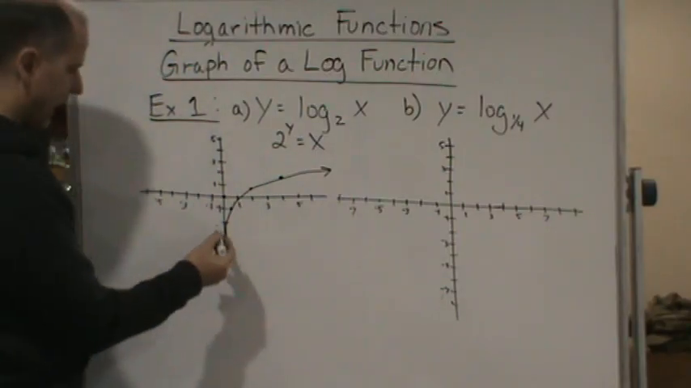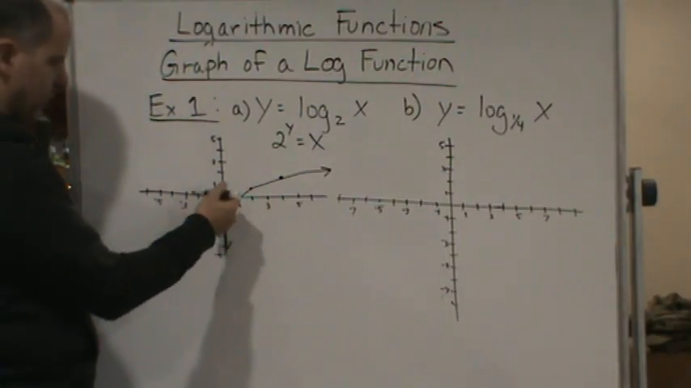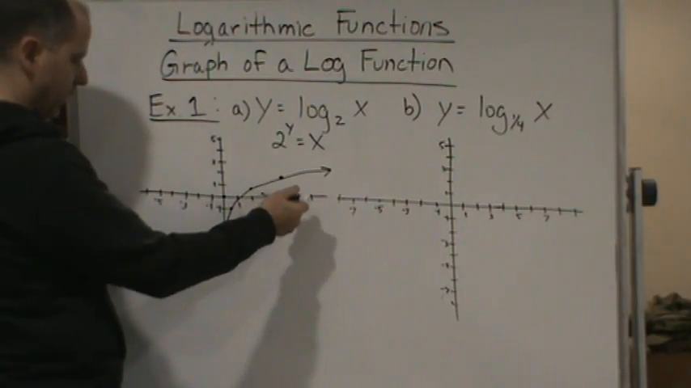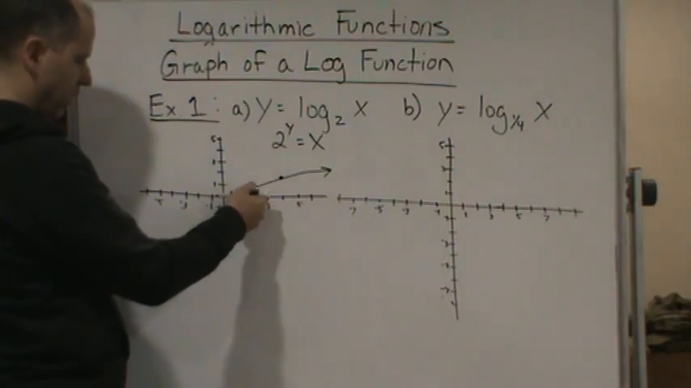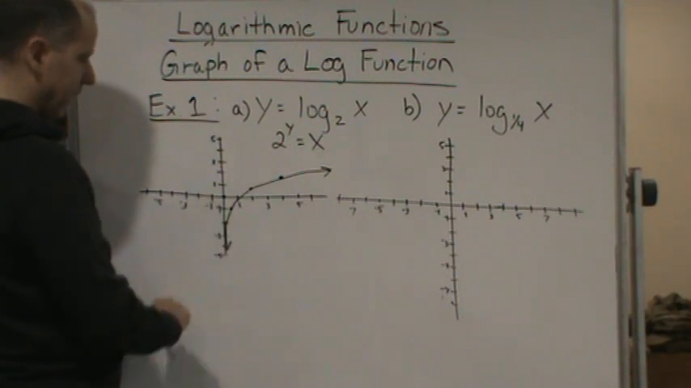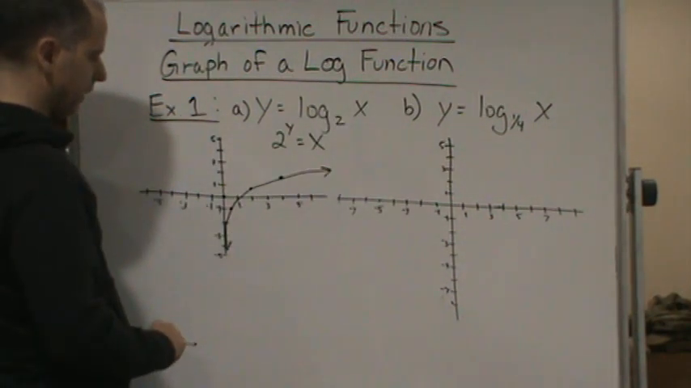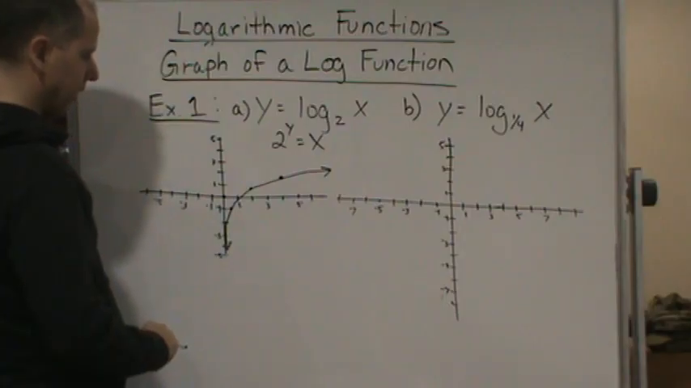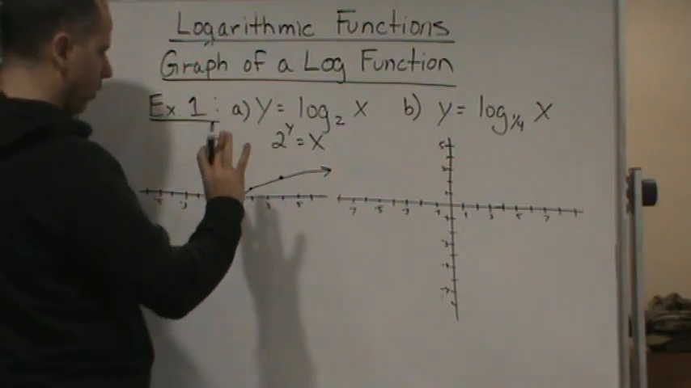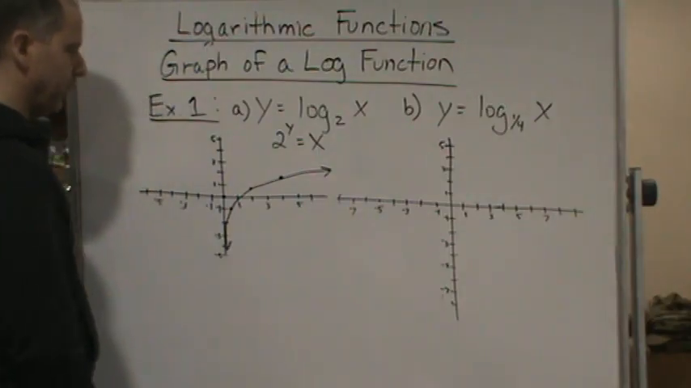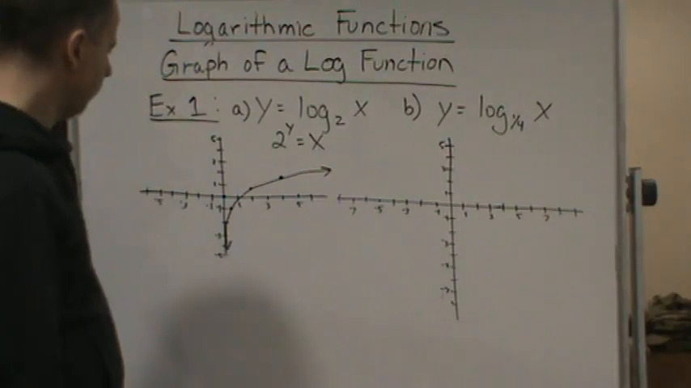It looks like as you get closer and closer to 0 in the x direction, from the right, y is going to negative infinity. And as you go off to positive infinity in the x direction, you're going off to positive infinity in the y direction. Okay?